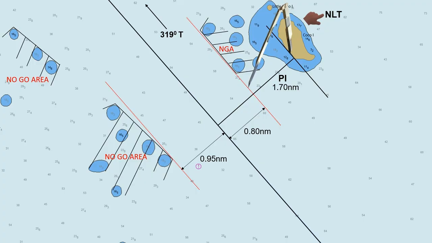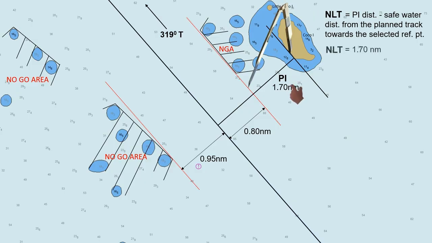So NLT is equal to PI distance minus the safe water distance from the planned track towards the selected reference point. The PI distance is 1.70 minus the starboard safe water distance, which is 0.80. The not less than PI line is 0.90 nautical mile.